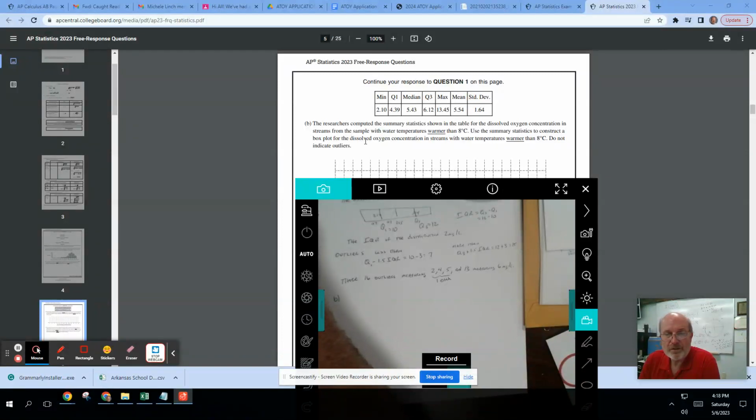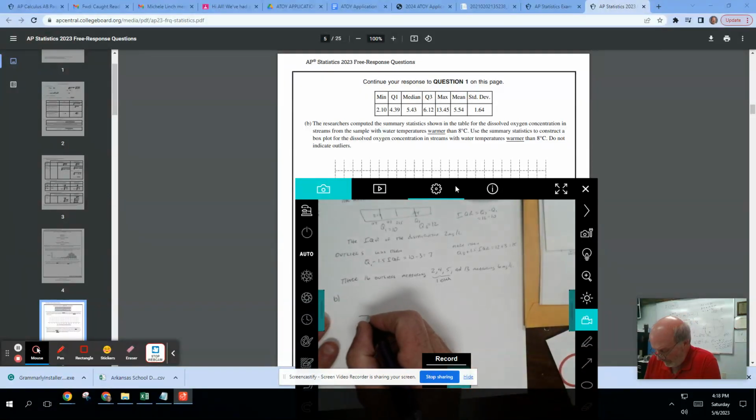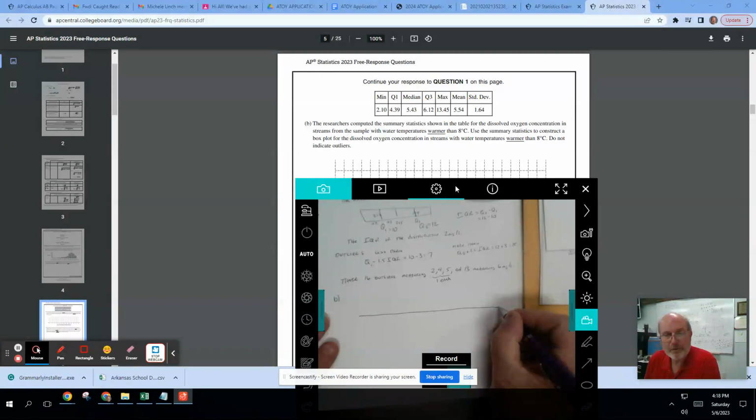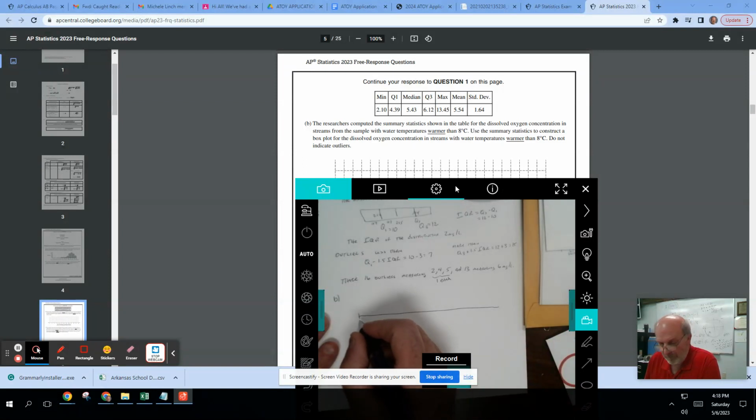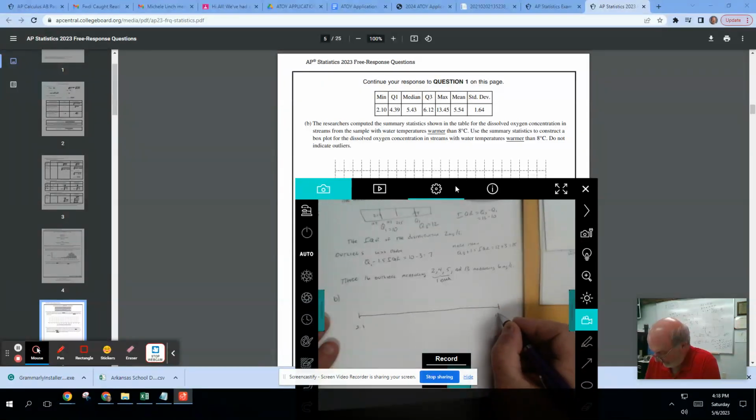So we want to use the summary statistics to construct a box plot for the dissolved oxygen concentration in streams with water temperatures warmer than 8 degrees Celsius. Do not indicate outliers. Okay, so we're just making a straight box plot where I'm going to just go ahead and put it on my paper here. The minimum is going to be 2.1, and the maximum is going to be 13.5.